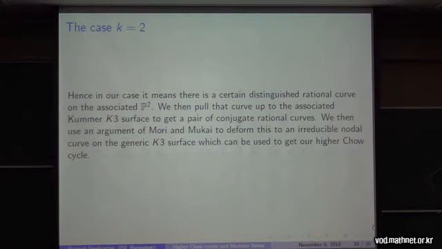Using that, you get this higher Chow cycle, which has precisely a boundary where it breaks up into two, and so on and so forth. The details of this construction will be the subject of the next talk on Monday, I guess. Okay, thank you.